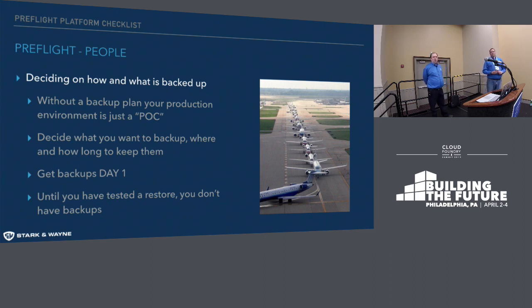Then if you have to restore Cloud Foundry, boot it back up again, deploy it, create all the orgs and spaces, push all your apps again. But without a backup plan, your production environment is basically a proof of concept. First time you run into trouble, you're kind of hosed. You don't have any history or audit. Someone's going to ask, hey, what was that app that was deployed before it went down, or where are the assets? You're kind of stuck. So decide what you want to back up, and where, and how long.